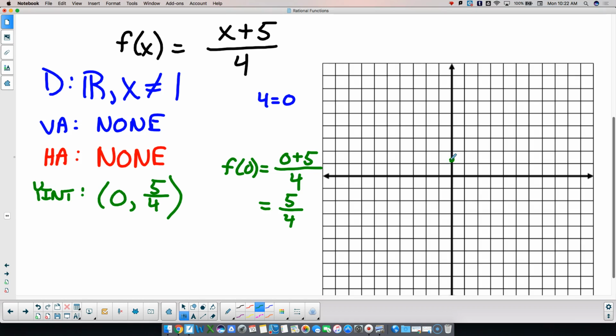Okay. Step number 4. How do I find my x-intercept? Set the numerator equal to 0.